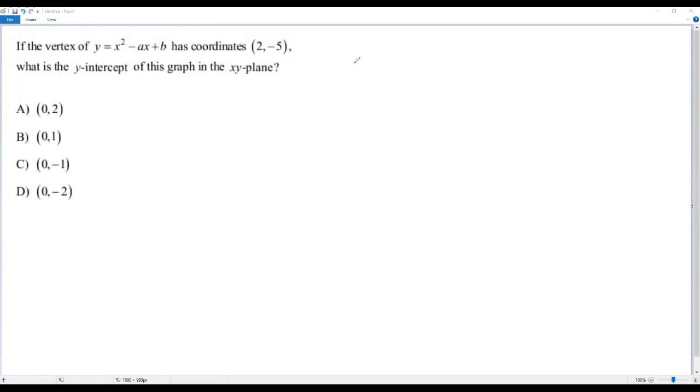Okay, now let's consider the quadratic function in standard form, that is y equals ax squared plus bx plus c. When we have a quadratic function in standard form like this, there is a formula to get the x-coordinate of the vertex, that is negative b over 2a. Here this b is the coefficient of x, and this a is the coefficient of x squared.